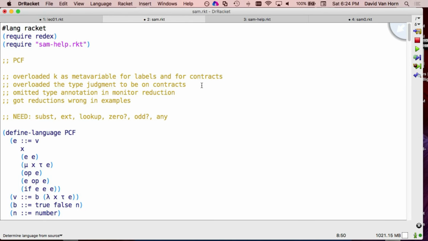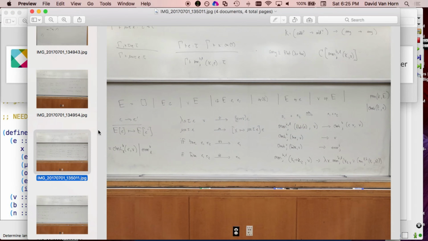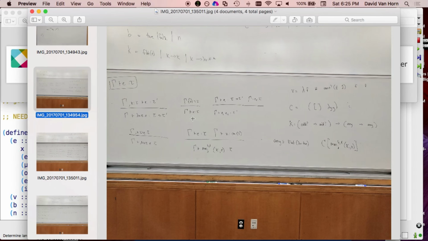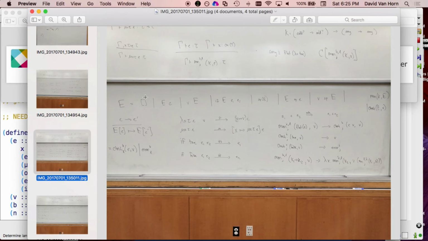He also overloaded the type judgment relation. Did anyone catch that? It's supposed to be a judgment. He wrote down that the type judgment relation is about a type environment and an expression. He's lying. Totally unfair. Because let's look at his fake judgment.